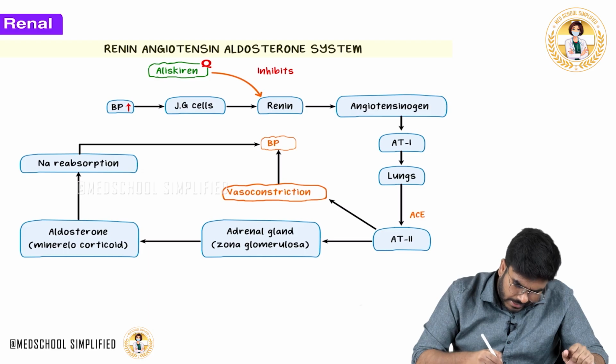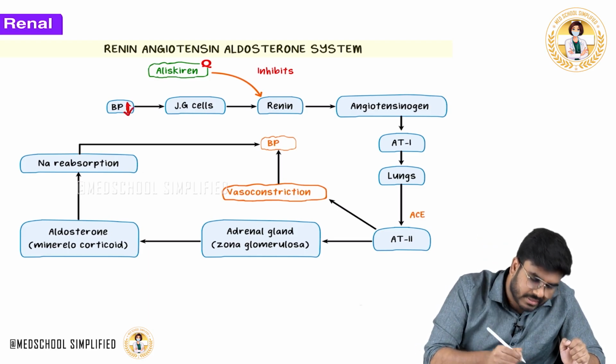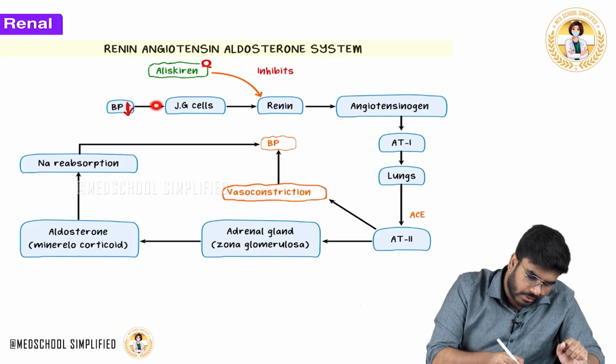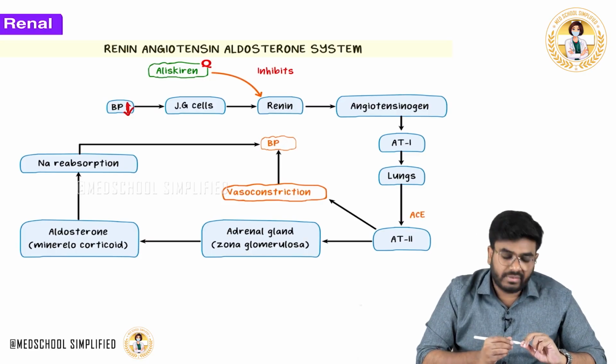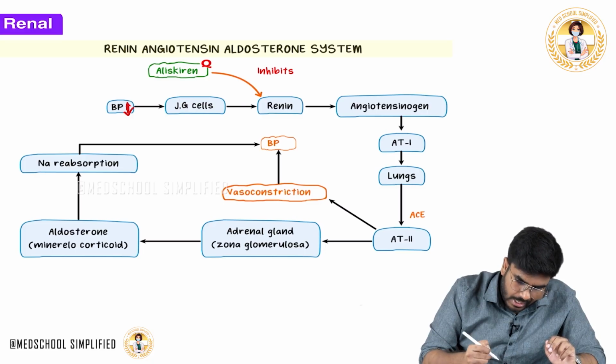Now let's start with the first problem. The problem is low BP. Yes, the BP is less. Now, whenever the BP is going down, this activates the juxtaglomerular cells. The juxtaglomerular cells are activated.